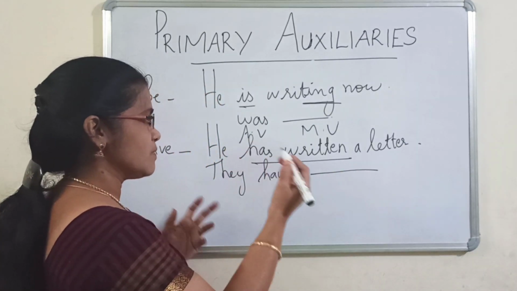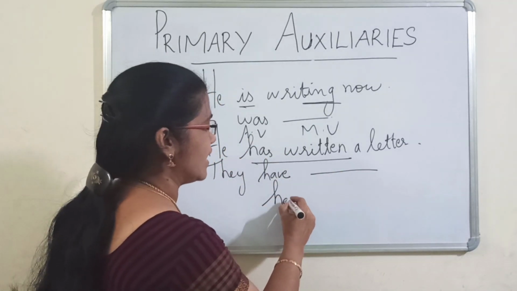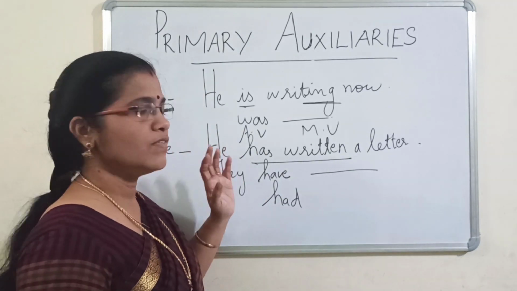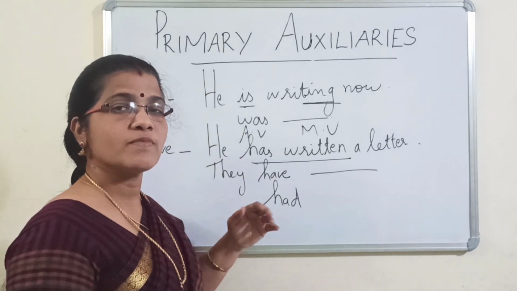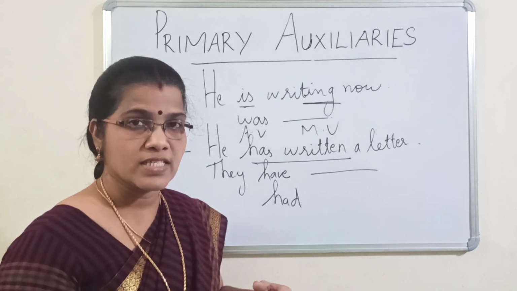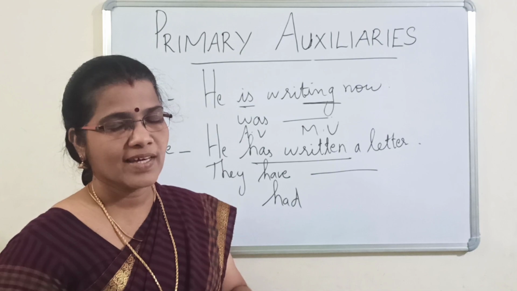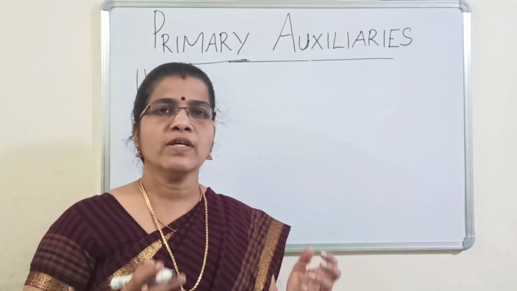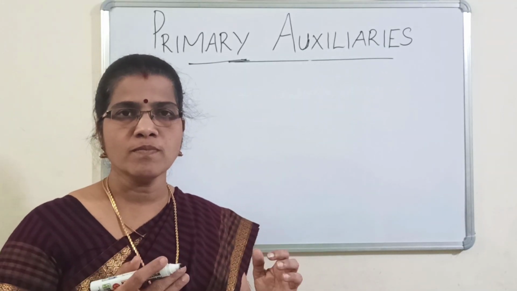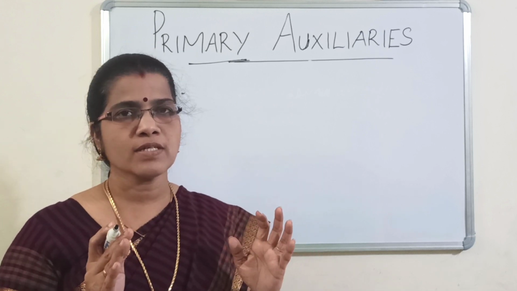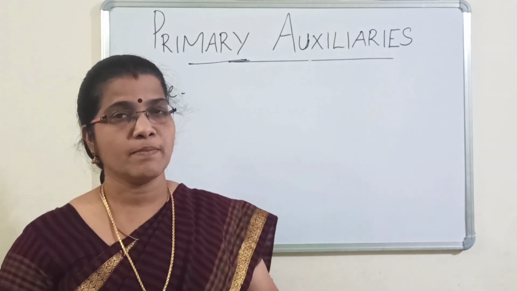And if you use its past tense form, you use had. They had written a letter. So we use mainly have forms in order to make perfect tenses, both present perfect tense and past perfect tense. Now remember, when we use have forms, you have to be very careful, because have can be used as an auxiliary verb and as a main verb.